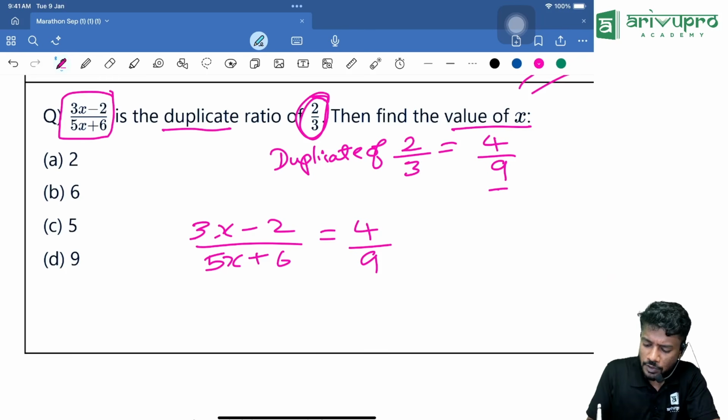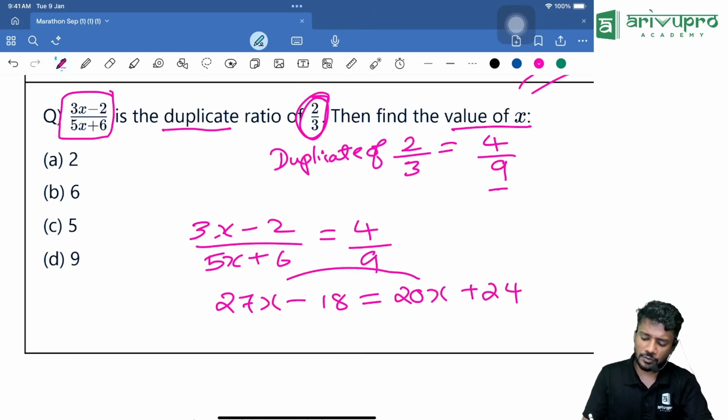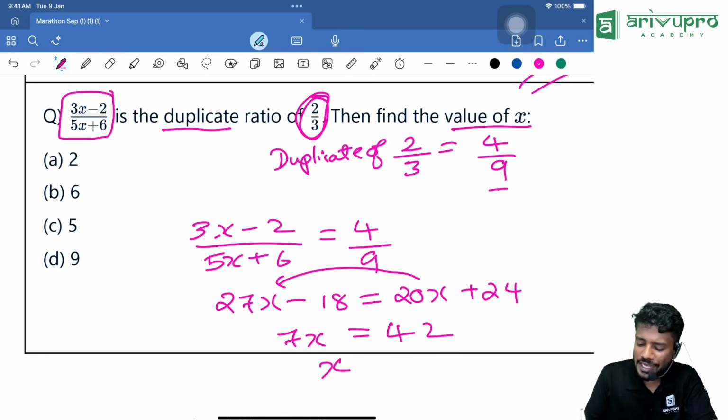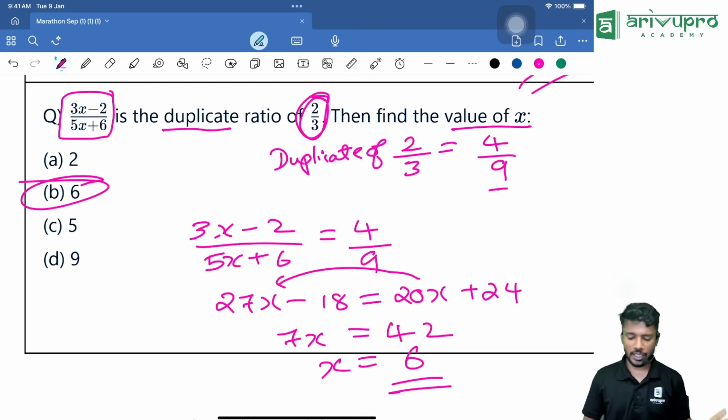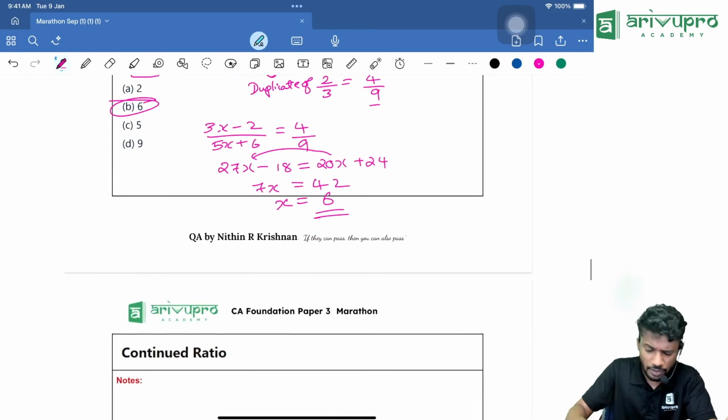Now, cross multiply. It will be how much? 27x minus 18 is equal to 20x plus 24. Now, 20x comes to this side, it will become minus. What will remain? 7x. Minus 18 goes to the other side, it will become plus. That means plus 18 plus 24 is how much? 42. So, x is how much? 42 by 7. That is how much? 6. Option B is your answer. Or you can do option hitting, but that is not necessary also.